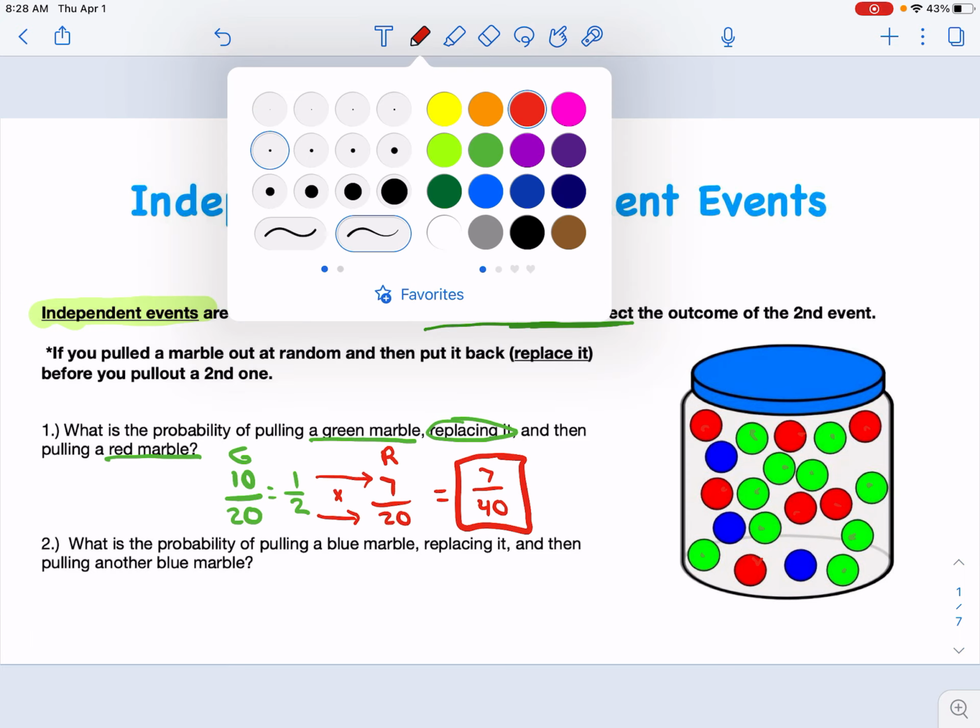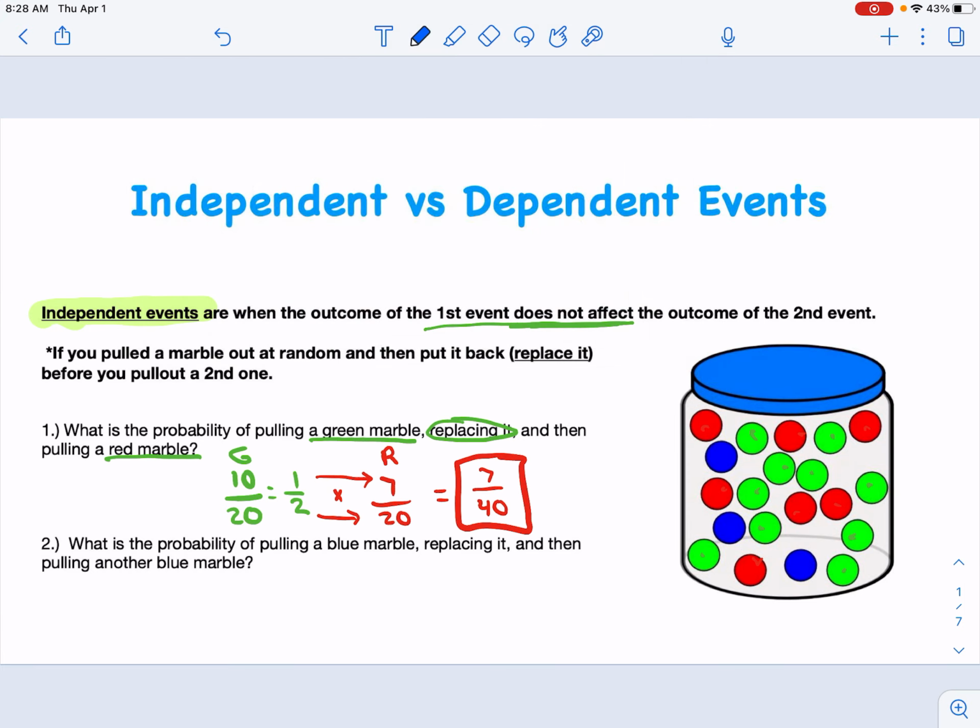All right, let's look at our next one. What's the probability of pulling a blue marble, replacing it, and then another blue marble? Okay, so first we need to find the probability of blue. So there's 20 total. If we count the blue, we see there's 3. Then I'm going to put the marble back. And so the probability the second time, there's still 20 marbles. There's still 3 blue.